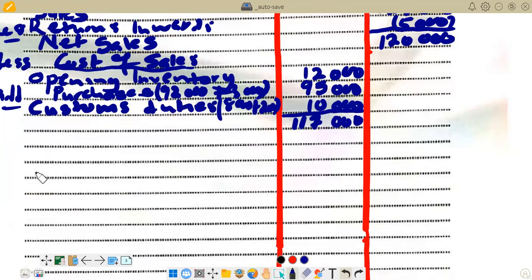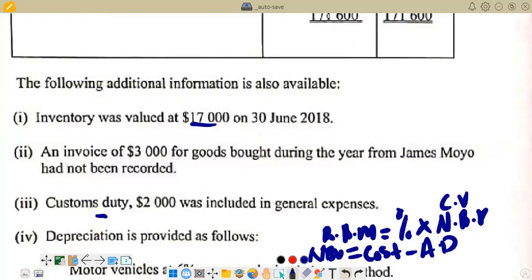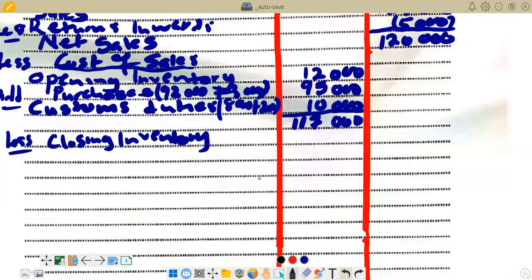So we can go back again. Here we now have closing less closing inventory. And this figure, we can always get it in the additional information. The figure for closing inventory, we are given it here as 17,000. So we can go back and subtract that one. If you come here now, we are saying 17,000. And remember, we are saying less, so we are subtracting that figure.